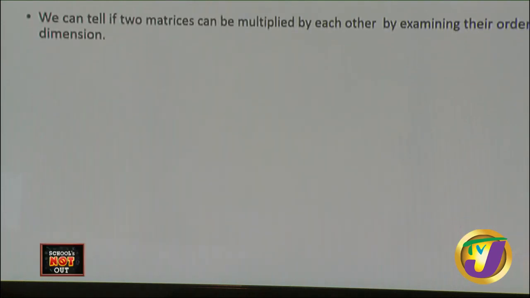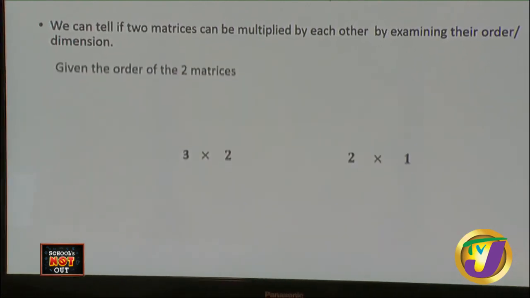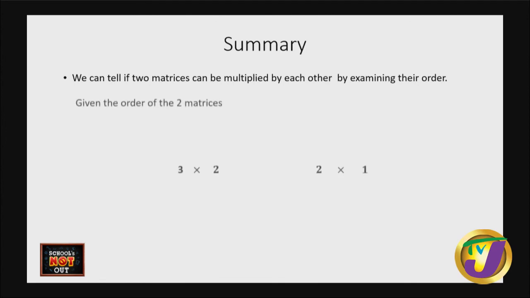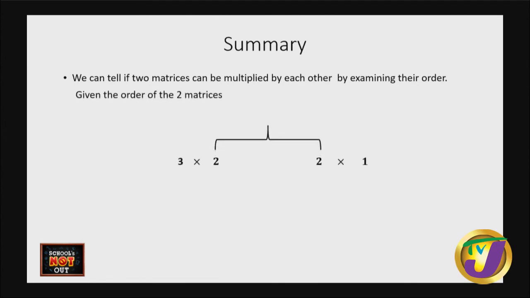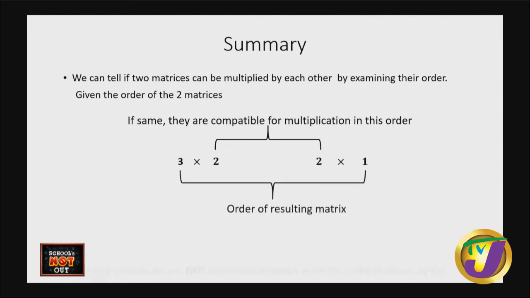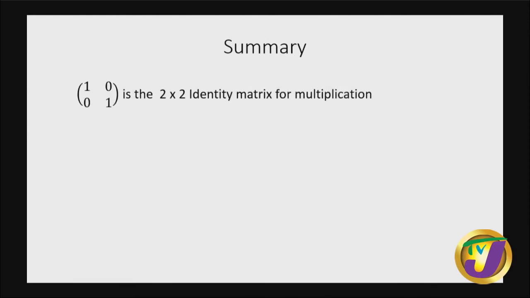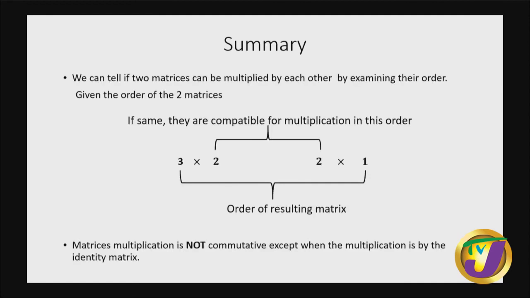So we can quickly summarize. We can tell if two matrices can be multiplied by each other by examining their order or dimension. We look at the inner values, which will tell us if they are compatible, and the outer values will tell us the order of the resulting matrix. We know that matrix multiplication is not commutative, except with the identity matrix.